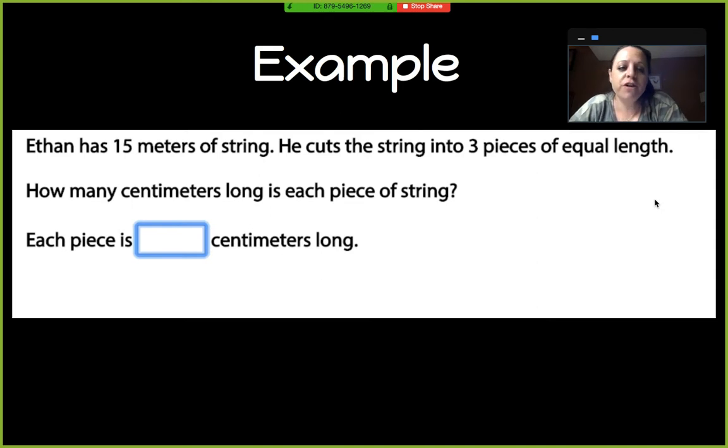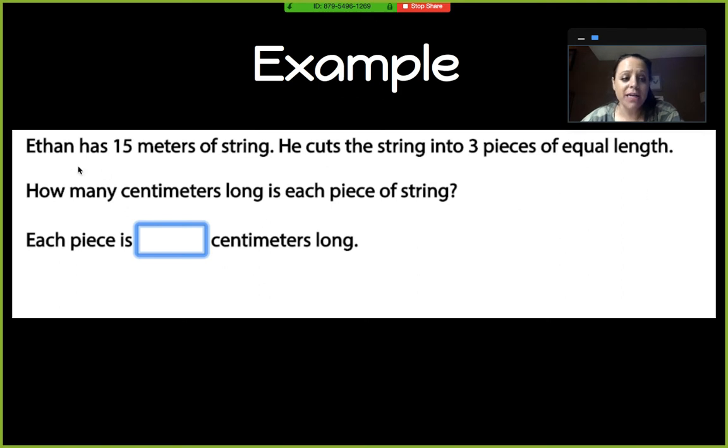Okay, here's our first example. Ethan has 15 meters of string. He cuts the string into 3 pieces of equal length. How many centimeters long is each piece of string? So we need to think about that piece of string and how many centimeters long it is.